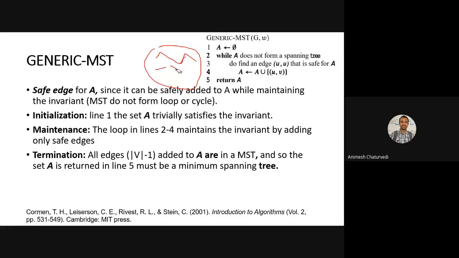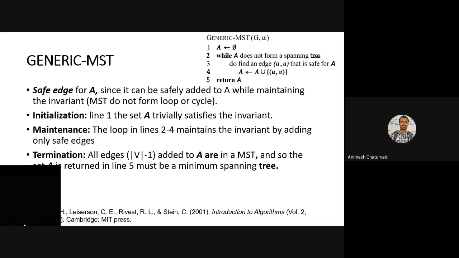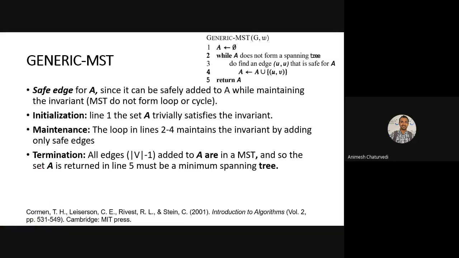So you can have a minimum spanning tree. How are you going to do it? You have to do the safe adding of edges. What is safe adding of edges? Safe adding means the property should not be violated, and it has to maintain the invariant, which is that the MST does not contain any loop or cycle. This is the property that you have to maintain, and you have to keep adding safe edges to A.